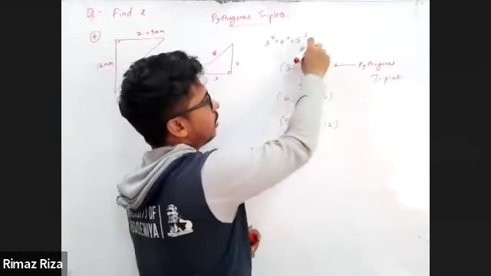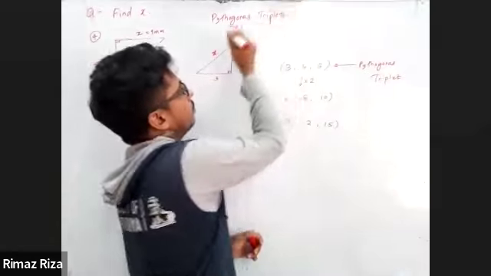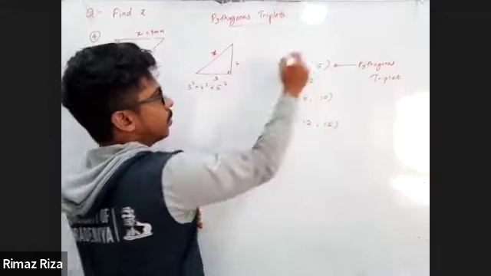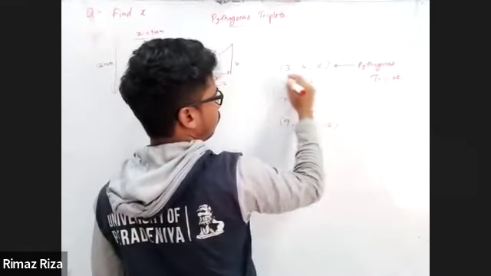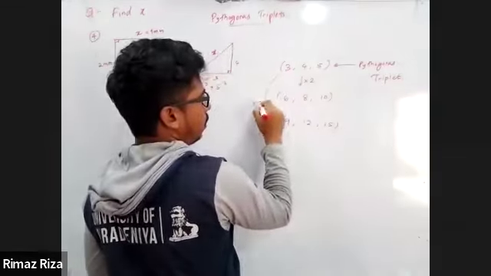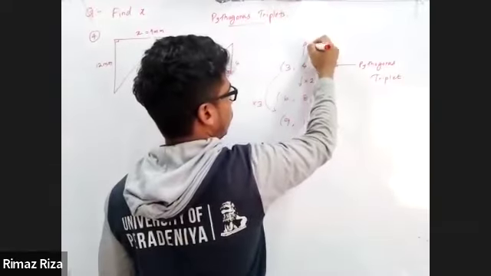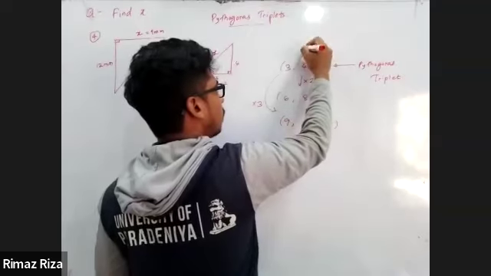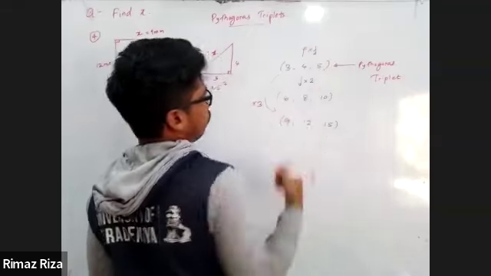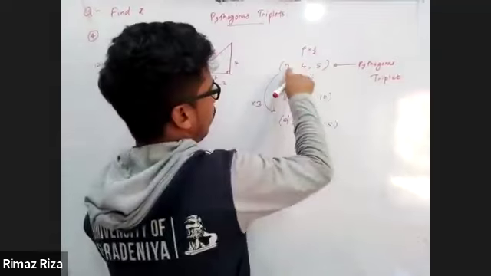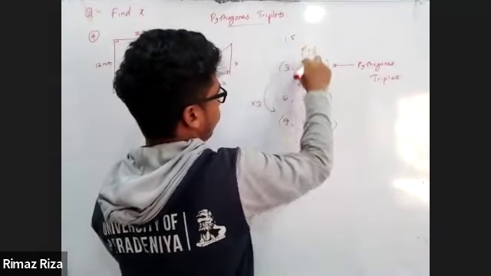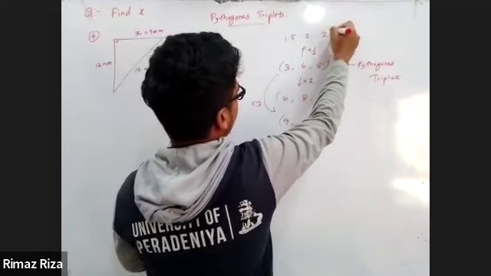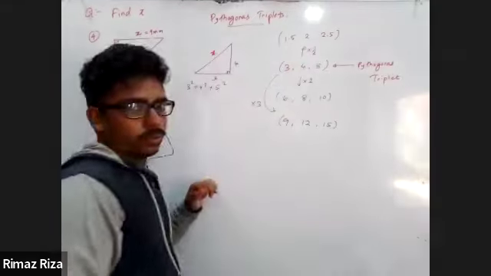Not only that, you can divide by half also. Dividing by 2 means multiplying by half. So 3 divided by 2 is 1.5, 4 divided by 2 is 2, 5 divided by 2 is 2.5. So this is the first question I gave you.